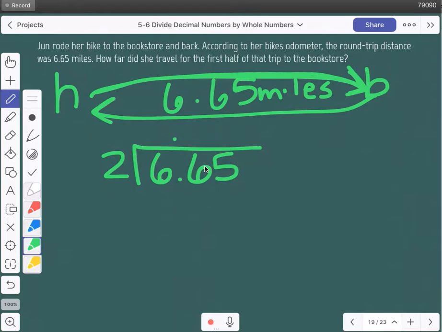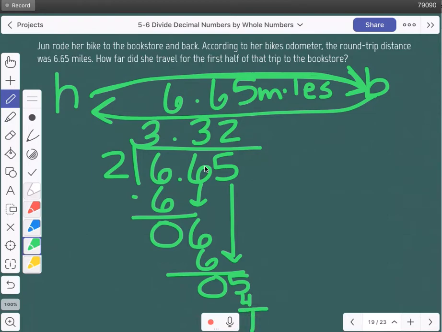I'm going to stick that decimal up there now before I forget it. 2 goes into 6 3 times, which is 6. So I must be done? No? Oh no, I need to bring these down too. And it goes into 6 3 times. Oh, but it goes into 5 only 2 times. And I have a remainder of 1.